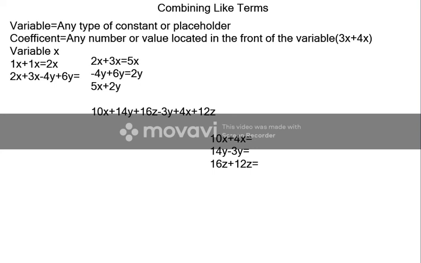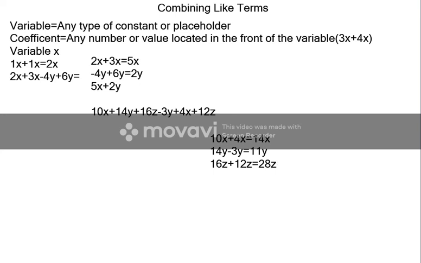So first, let's do our steps. Let's combine the coefficients. So for equation 1, that would be 10 plus 4, which is 14, and then carry over the x. Let's do the same for the next one. 14 minus 3, well, that's 11. Carry over the y. And lastly, 16 plus 12, well, that's 28. So 28, and then carry over the z.